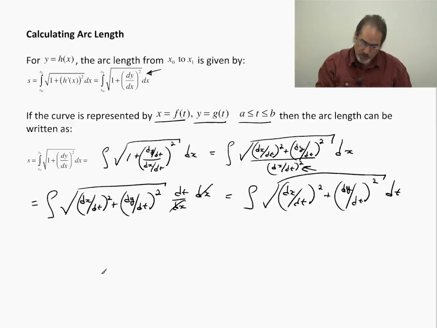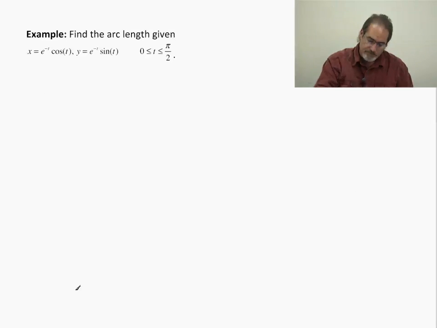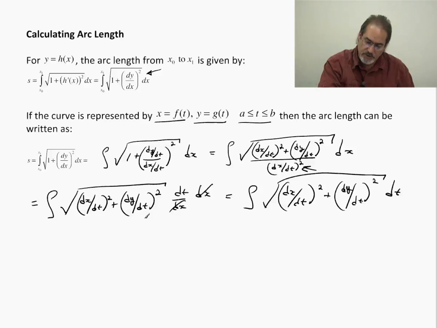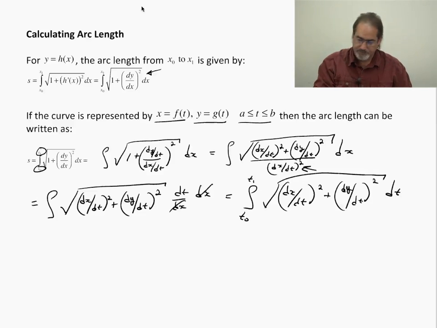So let's go ahead and take a look at this, and let's just do a quick example and see what we've got here. Find the arc length given x equals e to the negative t cosine of t and y equals e to the negative t sine t, from t equals 0 to pi over 2. Now, one thing I should note here is when I converted this, the x0 and x1 are actually now t0 to t1.